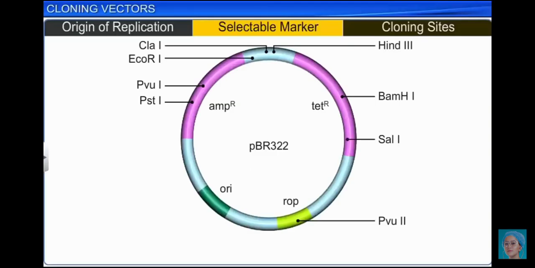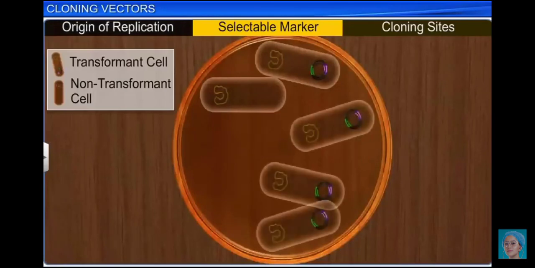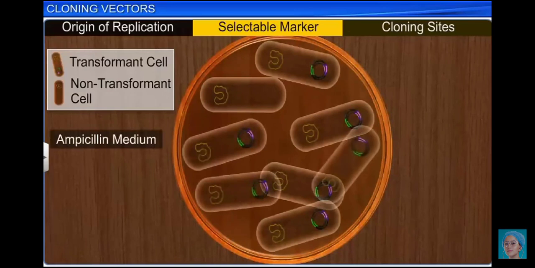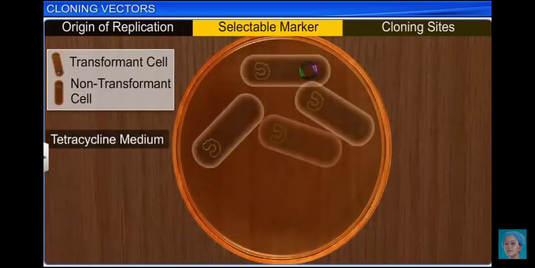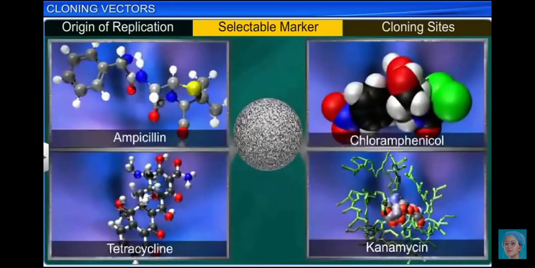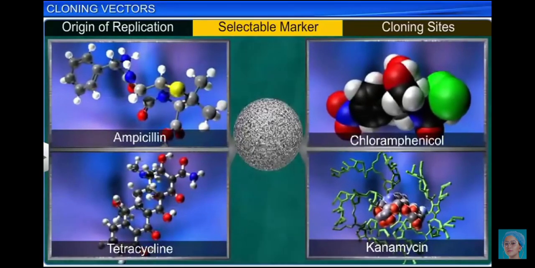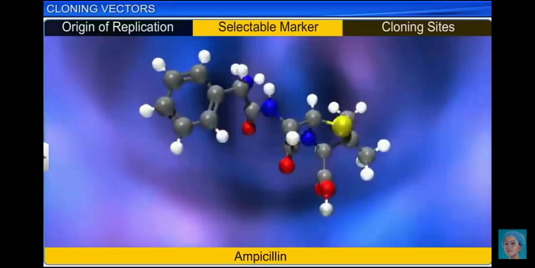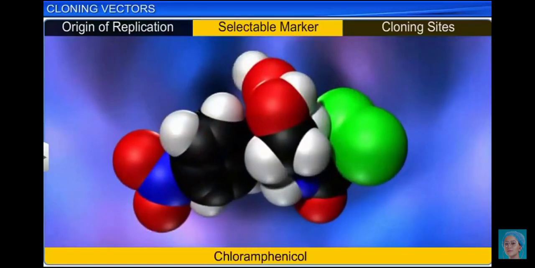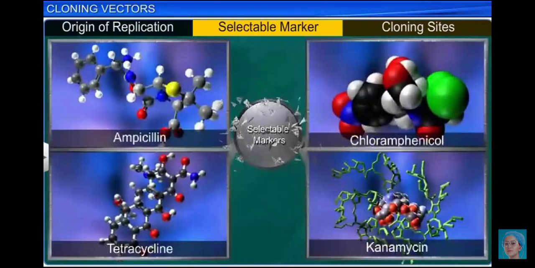The vector also requires a selectable marker, due to which a plasmid is more useful for the cell. Selectable markers help identify and eliminate non-transformants and exclusively permit the growth of transformants. For example, in E. coli, the genes encoding resistance to various antibiotics, such as ampicillin, chloramphenicol, tetracycline, or kanamycin, are used as selectable markers.